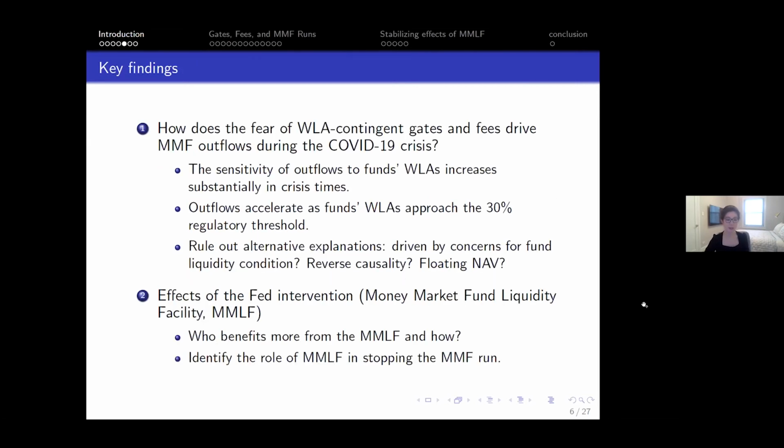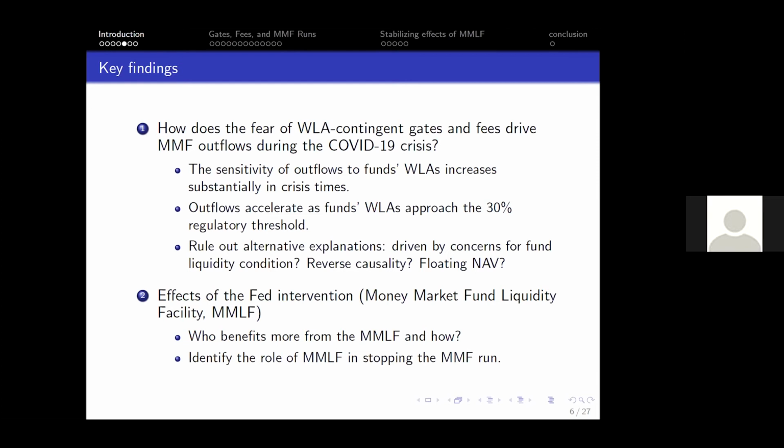Okay, here is a brief overview of our key findings. First, in addressing the question whether the fear of WLA contingent gates and fees drive money market fund outflows during the COVID-19 crisis, we show that the sensitivity of outflows to funds' WLA intensifies substantially in crisis times. More importantly, outflows accelerate as funds' WLAs approach the 30% regulatory threshold. And we rule out a bunch of alternative explanations, which I will present in more detail in a few slides.